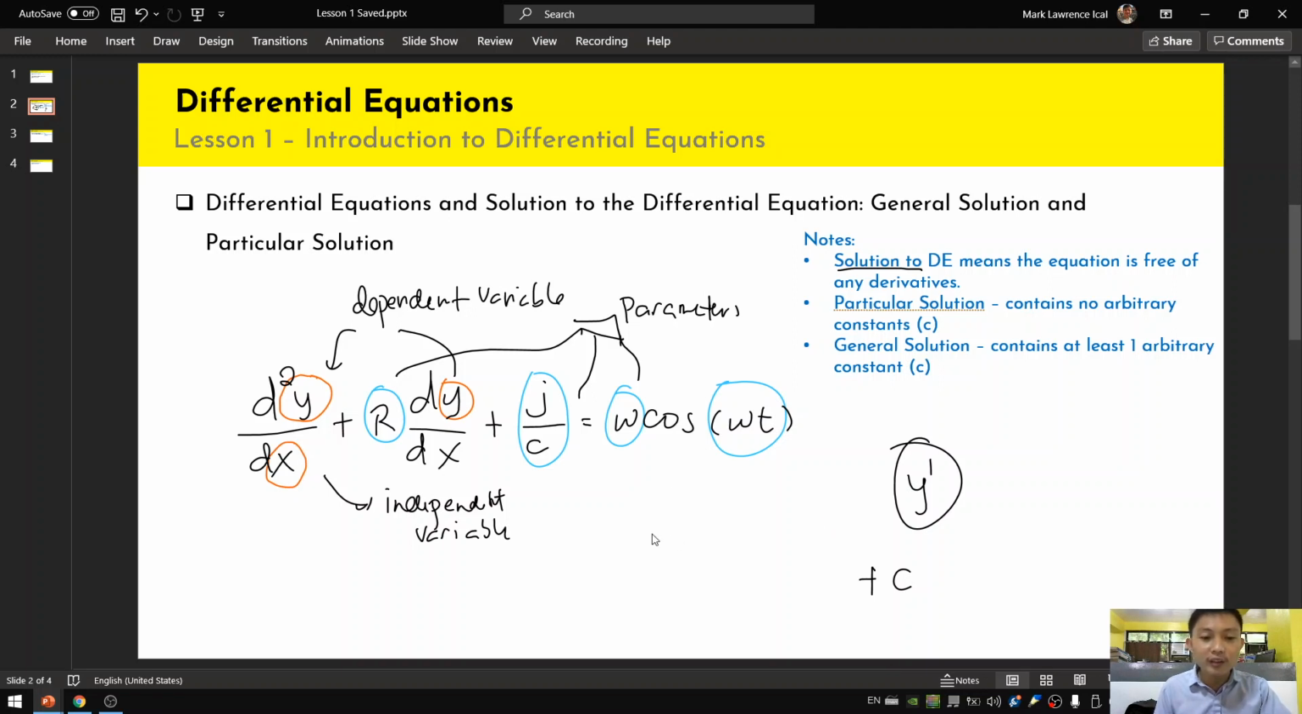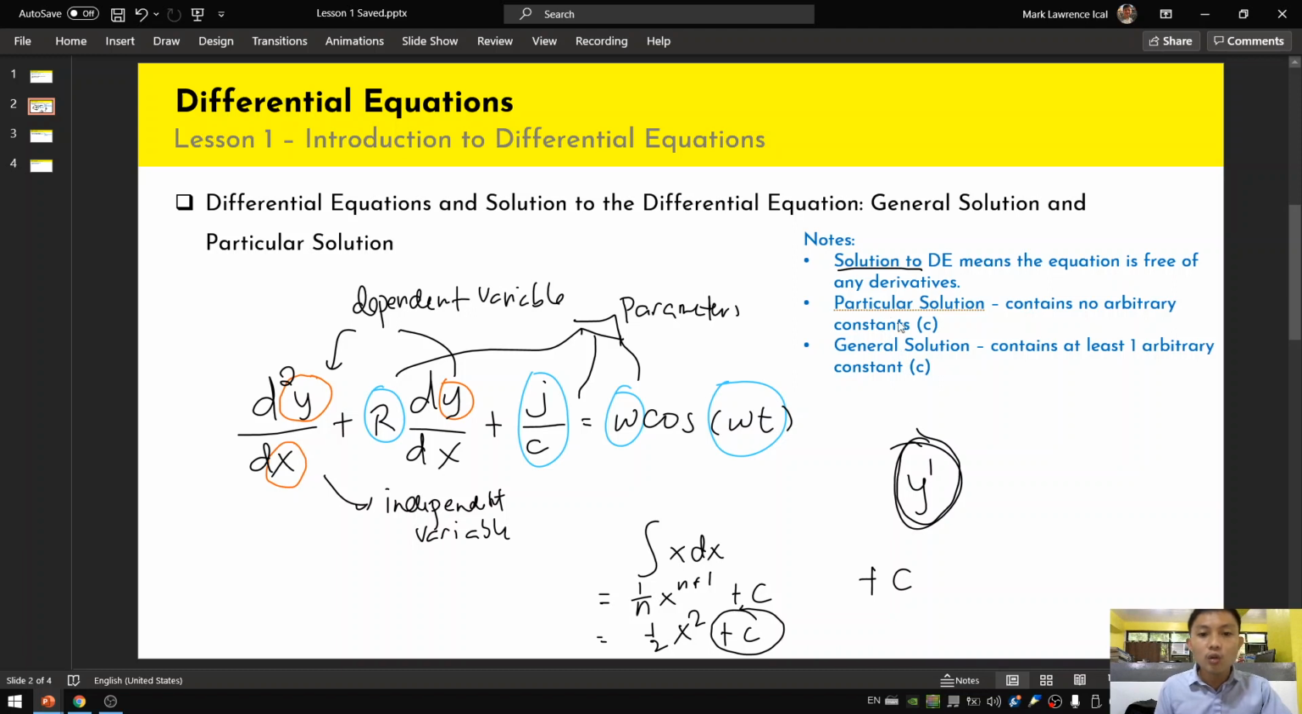So if you remember integral, let's say integral of x^n dx, so that is equivalent to 1 over n plus 1 times x to the n plus 1, plus c. So that's basically, for example, this one is going to be 1 half x squared plus c. So you remember this in integral calculus. So there is plus c. Now, the solution to the DE means the equation is free of any derivative. So it means there is no derivatives or prime.